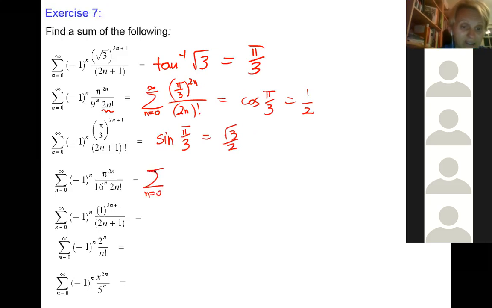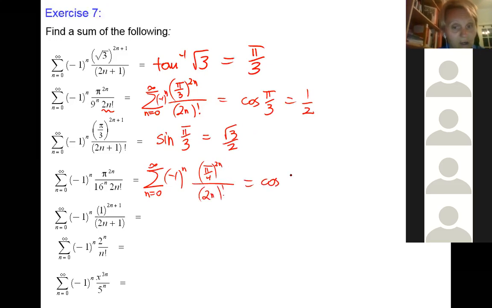Yeah, the cosine is tricky sometimes. Oh, I missed the -1. Pi over 4 to the power of 2n and 2n factorial. That means it's nothing else like cosine of 45. And I know that you know the value.